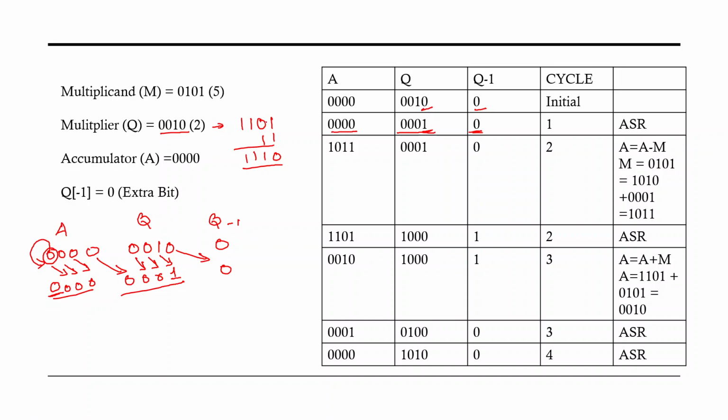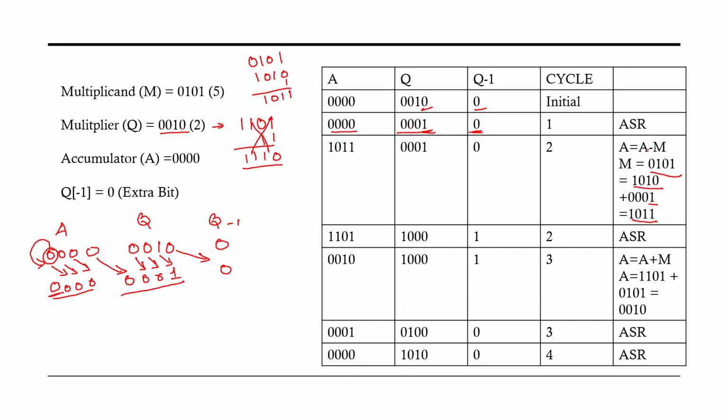Sorry, I made it wrong. The M value is 0, 1, 0, 1. For 0, 1, 0, 1, take 1's complement, it becomes 1, 0, 1, 0, add 1. So it becomes 1, 0, 1, 1. So simply we can add the corresponding value.